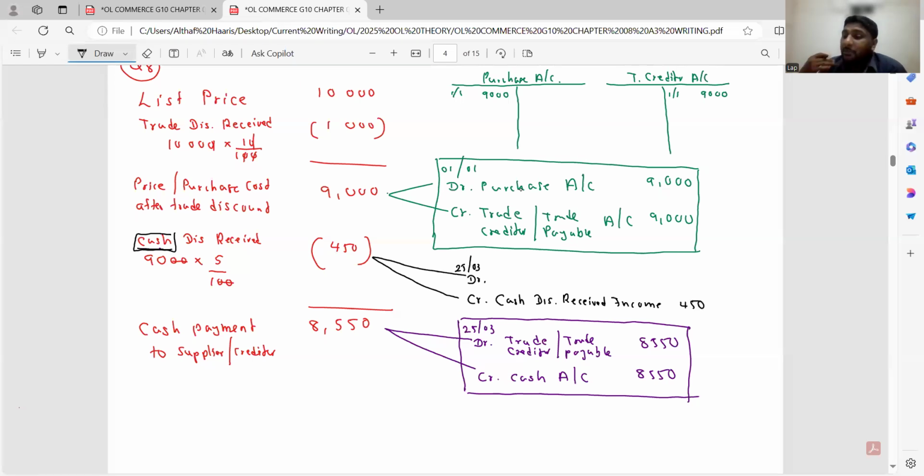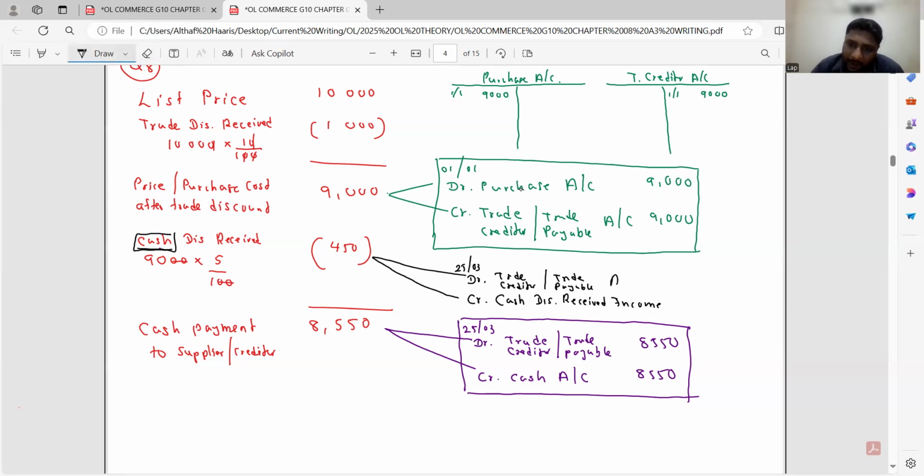Now I am not required to pay to that supplier that 450, because he gave me a reduction. Nice fellow. So my liabilities are also reducing. Trade creditor, trade payable. My liability is reducing because now I am not required to pay him. Nice fellow gave me a reduction. Account 450.